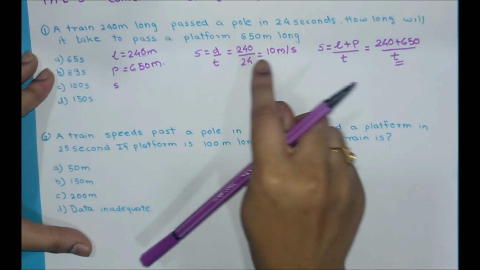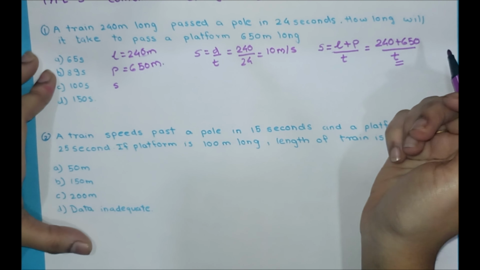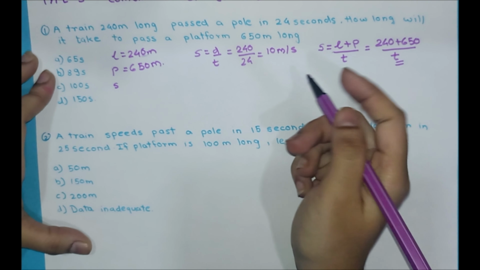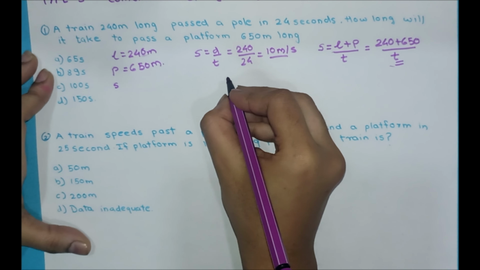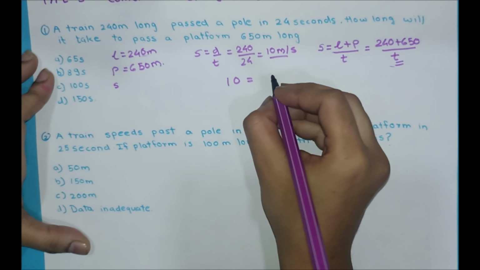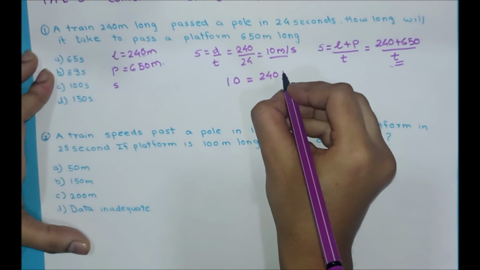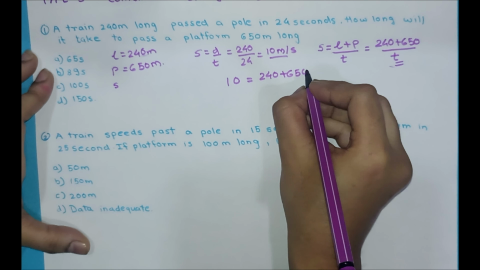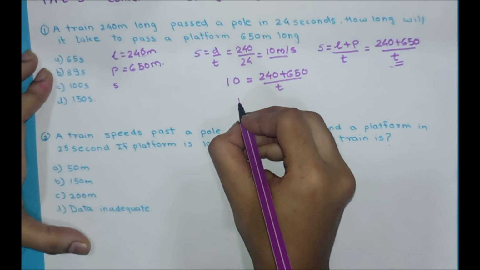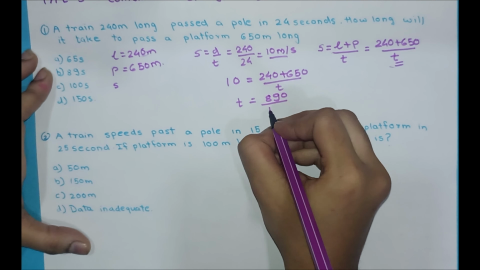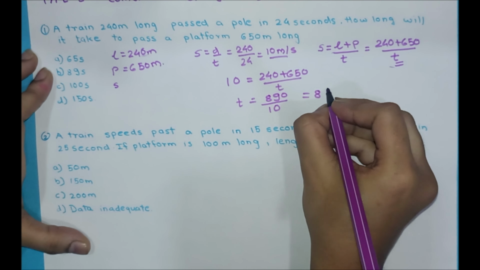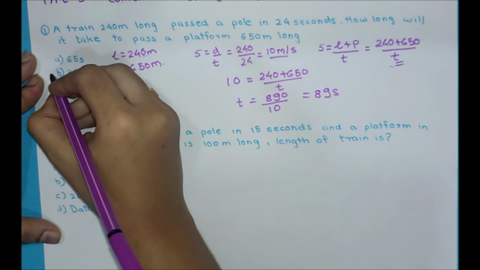Now in both the cases we are talking about the same train, so its speed will remain the same. So we can equate these two values. We can write it as 10 is equal to 240 plus 650 divided by t. So your t becomes 890 divided by 10, which is 89 seconds, which is your option B.